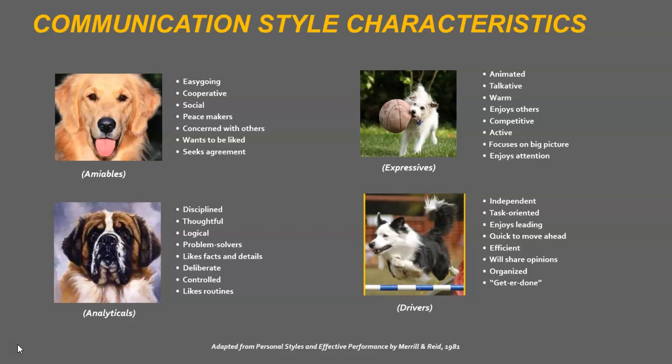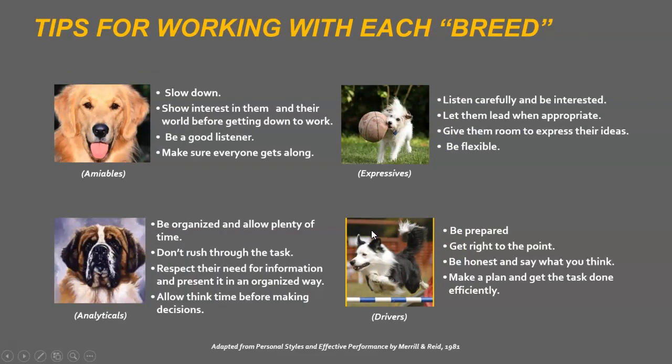And then top right, you have expressives. When I'm in class and I ask this, normally 90% of the class are expressives. So more talkative, warm, competitive, focus more on the big picture generally instead of the detail oriented. Likes attention, may also be a leader in a group. So let's just move to the next slide because I'm about to go into it, what I'm thinking. How do you work with each of these areas?